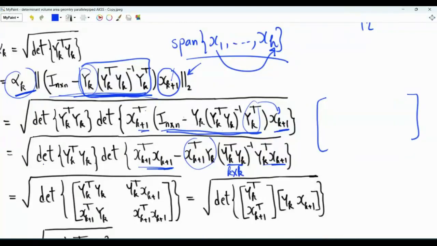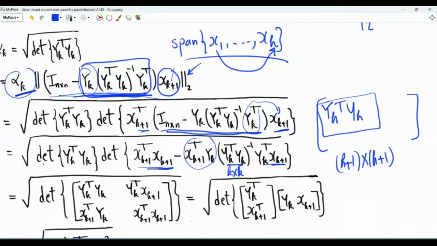So the product of these two determinants is as if we are computing the determinant of a k plus 1 by k plus 1 matrix. This block here of size k by k is yk transpose yk. And then here we have xk plus 1 transpose xk plus 1. Here we have xk plus 1 transpose yk. And finally here we have yk transpose xk plus 1. From the rules of the determinant, we can combine this product of determinants into the determinant of this k plus 1 by k plus 1 matrix.